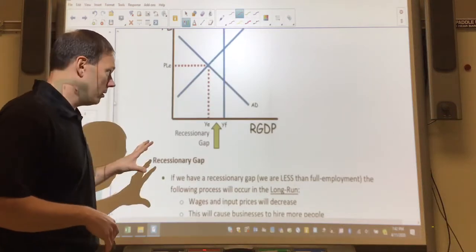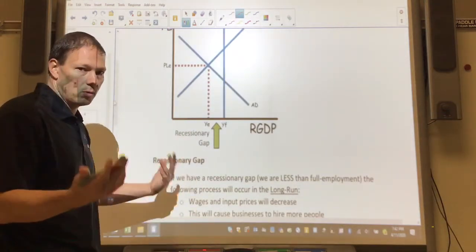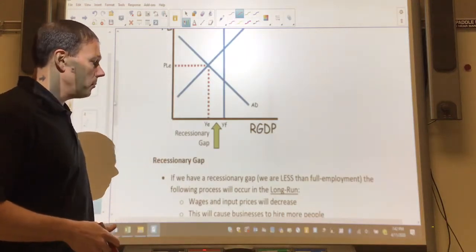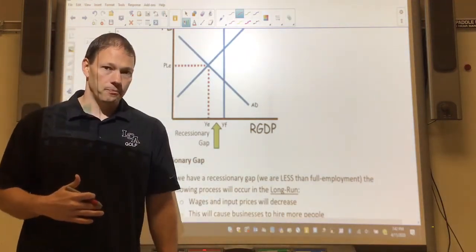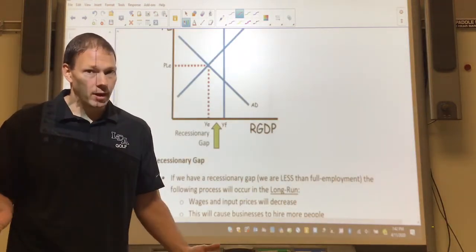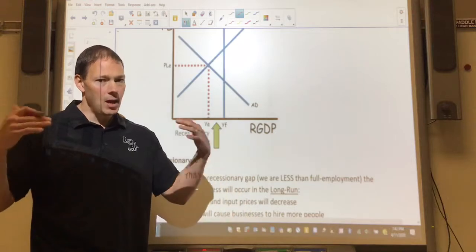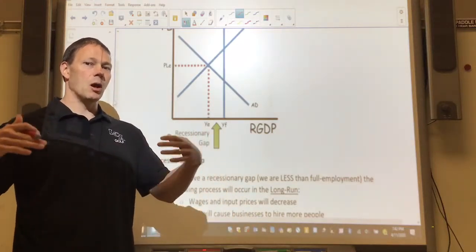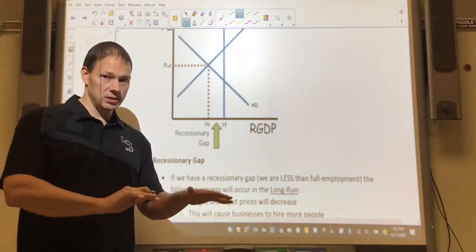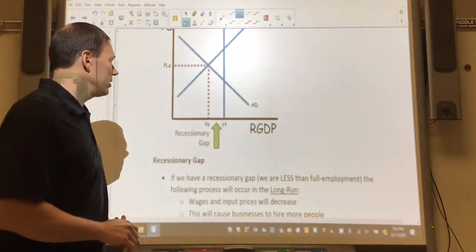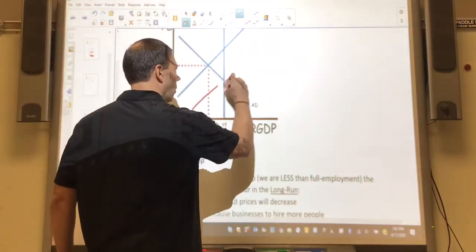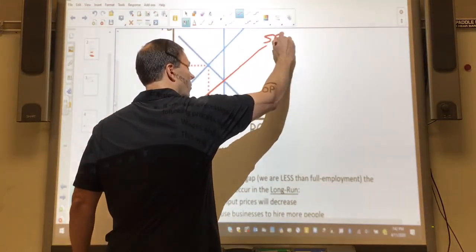Again, in the long run, why the long run? Because it takes the long run for wages to become flexible and all that. But in the long run, wages and input prices are going to start to come down. As workers become desperate, eventually they'll start working for anything, right? If they haven't had a job in a long time, that additional competition among workers who are out of work drives wages and other input prices down. As those wages and prices start to come down, what does that do? Well, that increases or shifts SRAS to the right.